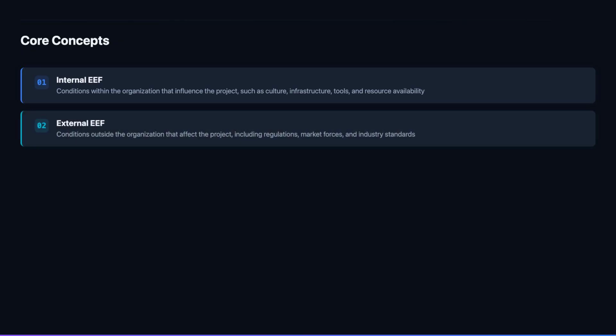External EEFs are forces from outside the organization that shape what is possible in our project. Regulations, market trends, economic conditions, and industry standards all fall here. We cannot influence these factors, but we must track them and adapt our approach when they shift during the project lifecycle.